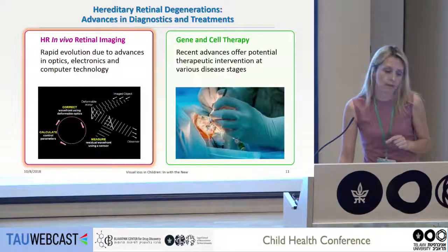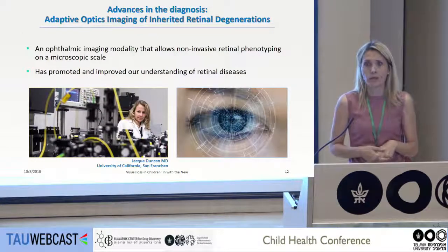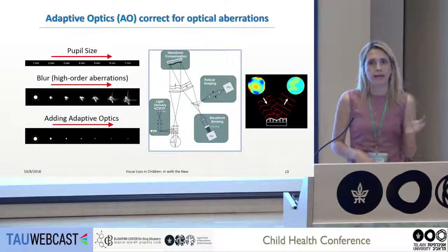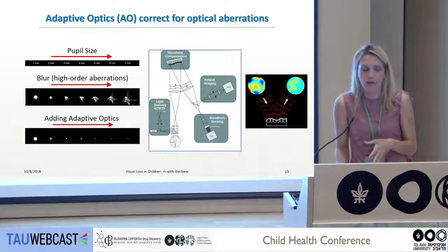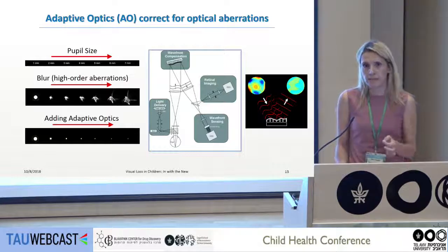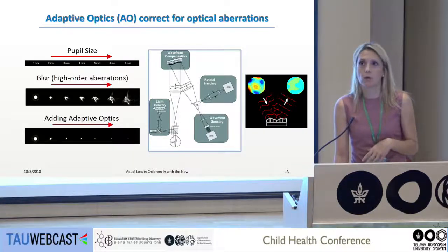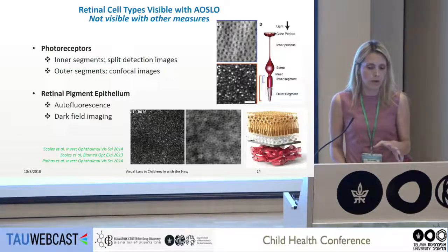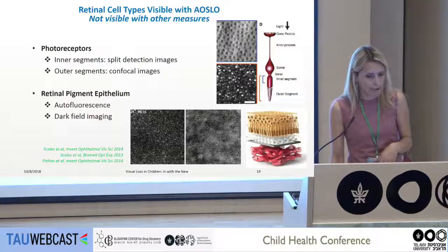And let's start with the diagnostics. So adaptive optics is a technology that has revolutionized the way we can see the retina. The main limiting factor for in vivo retinal imaging is high-order optical aberrations that normally exist in the eye of each and every one of us. Adaptive optics can overcome these limitations by using a wavefront sensor and a specialized deformable mirror, thus achieving a lateral resolution on the order of 2 microns that enables us to visualize individual retinal cells that are otherwise not visible with standard imaging modalities, such as the photoreceptors and the RPE.